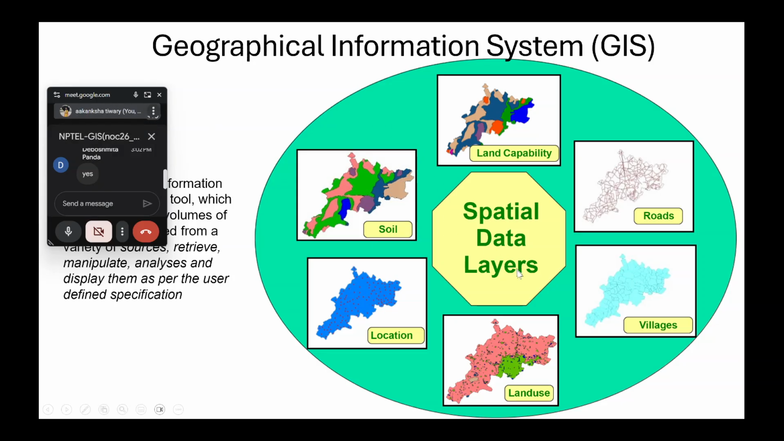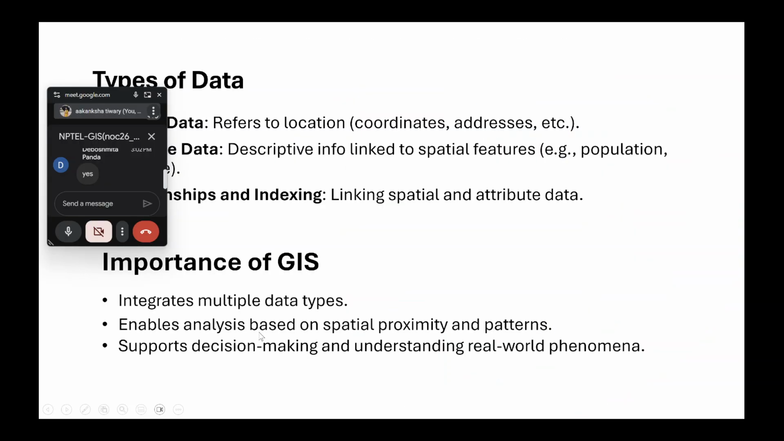You can see there are different spatial data layers like soil, location, land use, land properties, villages. There are lots of things, and these layers are very useful in extracting the information that we are interested in. Okay.